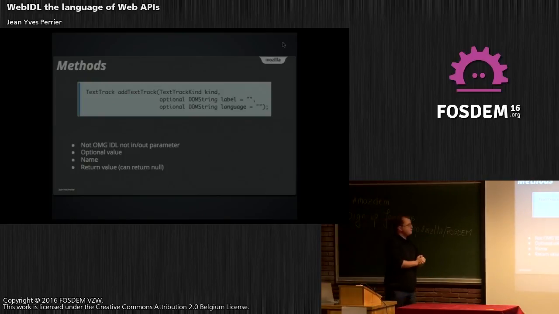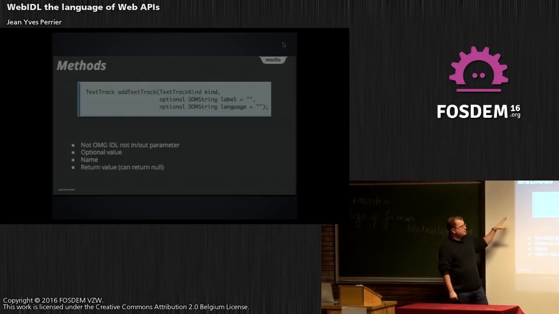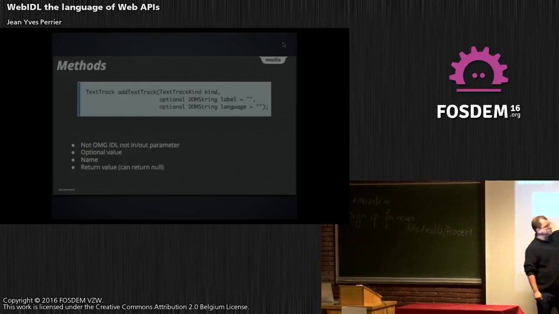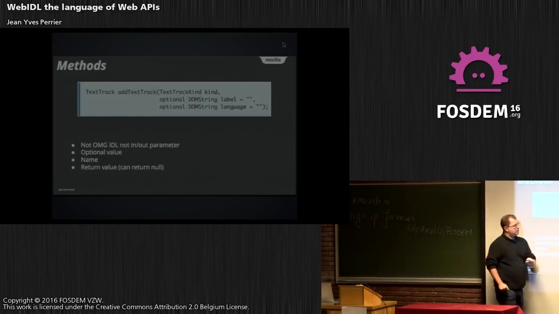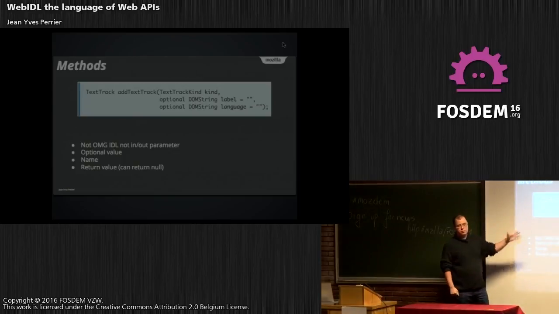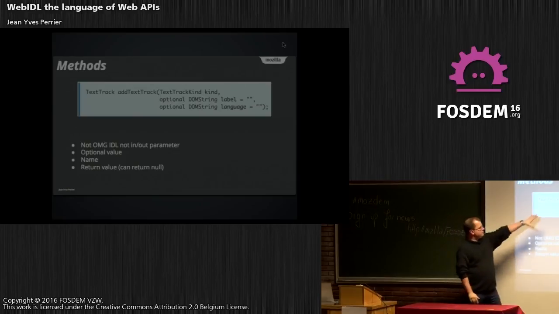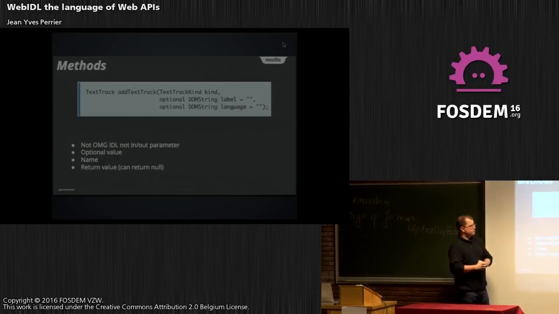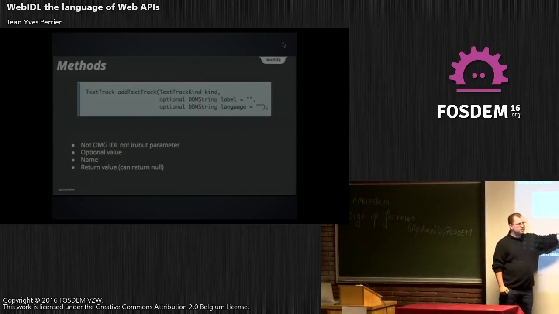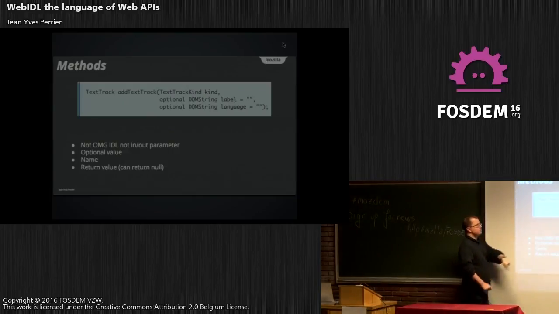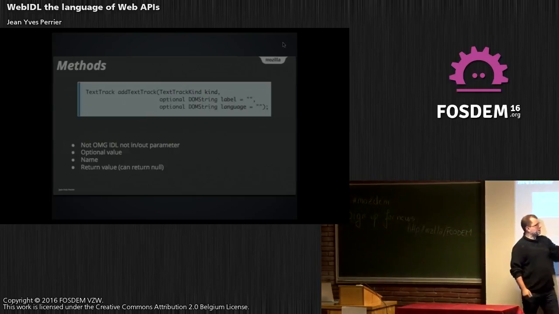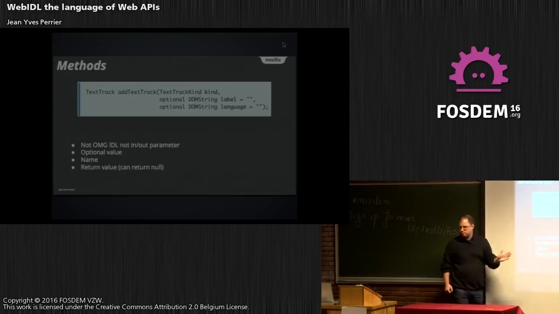Methods. We have seen properties until now. Methods are the same. It looks classical in the way of writing these things. For those who know the IDLs, you will notice that you don't have the in-out indicator because it's always in for WebIDL. So you have the method, you have the return value, and you have the parameters. And interestingly, some parameters can be defined as optional with a default value. It's very simple.